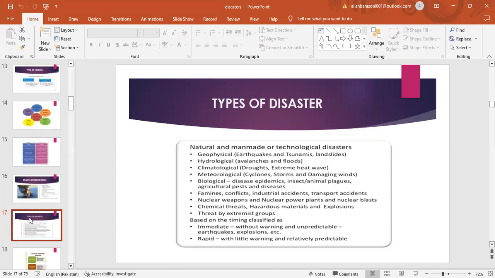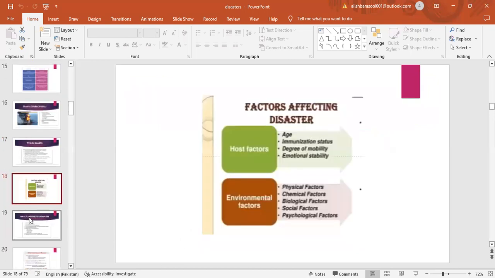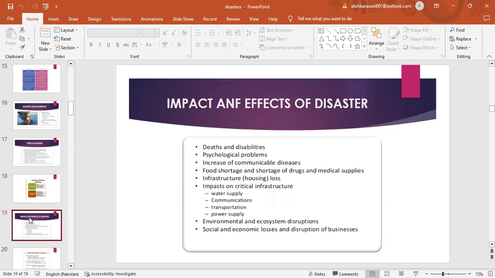groups. Based on the timing, disasters are classified as immediate, without warning and unpredictable, such as earthquakes and explosions, or rapid, with little warning and relatively predictable. Factors affecting disasters: age, immunization status, degree of mobility, emotional stability. Environmental factors: physical factors, chemical factors, biological factors, social factors, psychological factors.